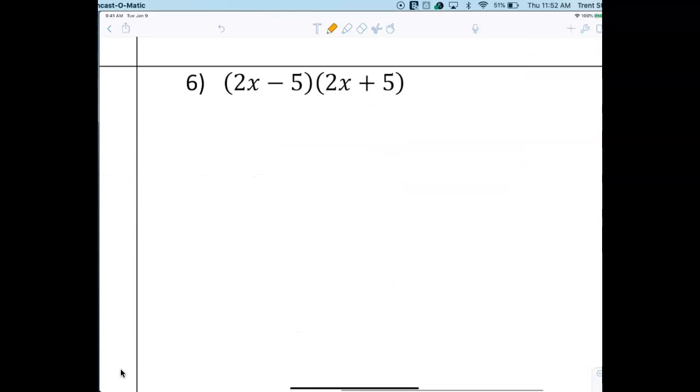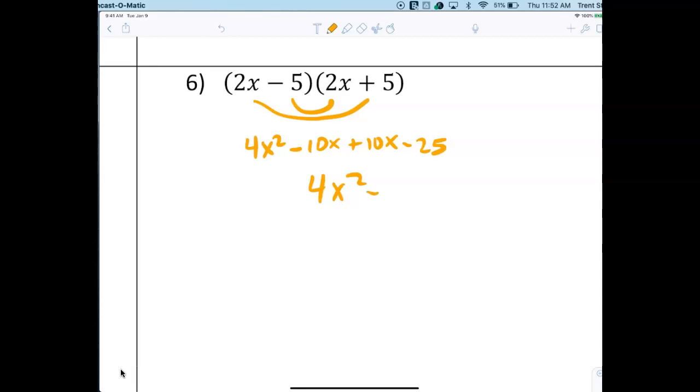Last one before we do something new. So 2x times 2x, 4x squared. Middle term: negative 10x. Next one: positive 10x. And then minus 25. Yeah, I know, I made a mistake. So again, that's just 4x squared minus 25. Pretty simple.